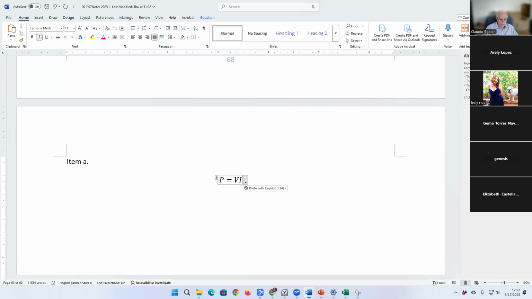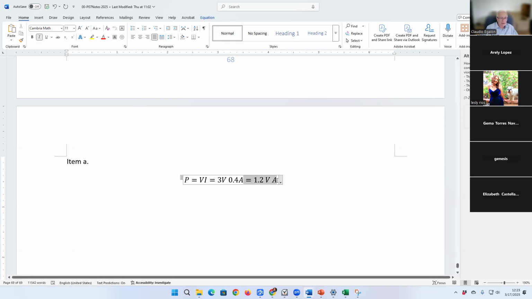The battery is 3 volts, so you go ahead and write down 3 volts here, and the current is 0.4 amps. So that's simple enough, right? 1.2 volt amp. And since we're talking about power, we should get a unit of watts, right? Let's see if you really get watts.